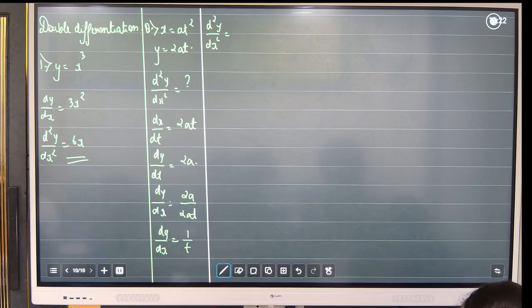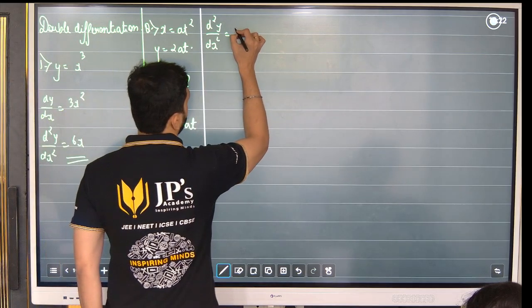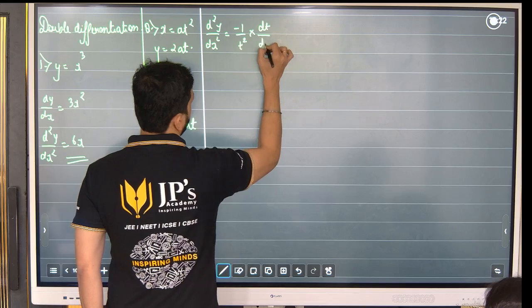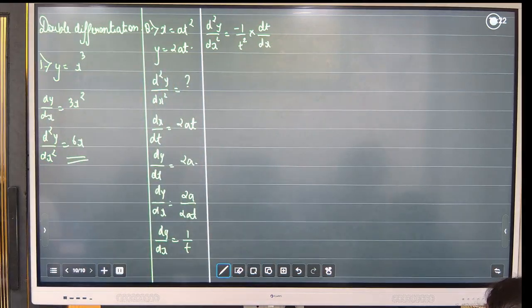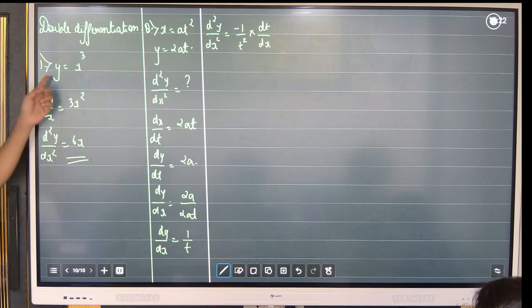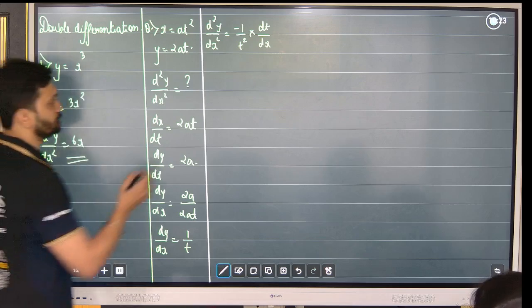T is not a constant because t is here also, no? T raised to minus 1 by 2 upon 2. Yeah. You're differentiating with respect to x, right? When you differentiate y, what do you write? dy by dx, right? When you differentiate with respect to t, it becomes dy by dt. Now you're differentiating t with respect to x, so what will it become? dt by dx.